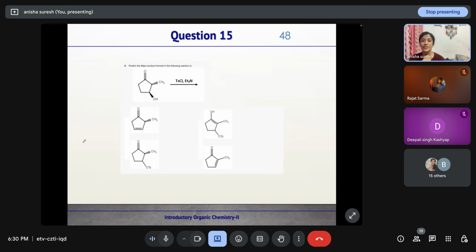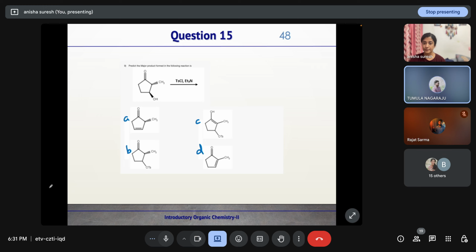Now coming to question number 15. We have this compound in hand and it is treated with tosyl chloride and triethylamine. So what will be the product that is formed here? If I label this as A, B, C and D, what is the product? Option D, ma'am. Option D will be the right answer. So what is happening here? E1cB elimination will be taking place.